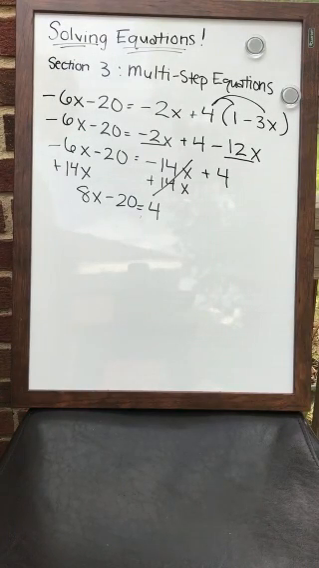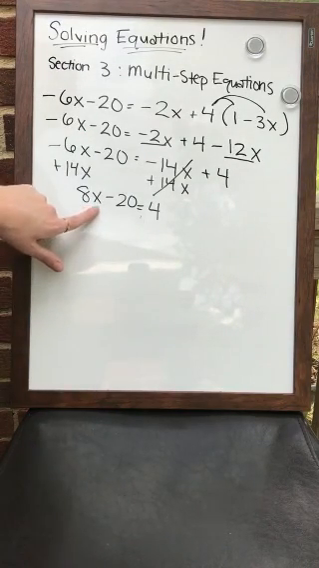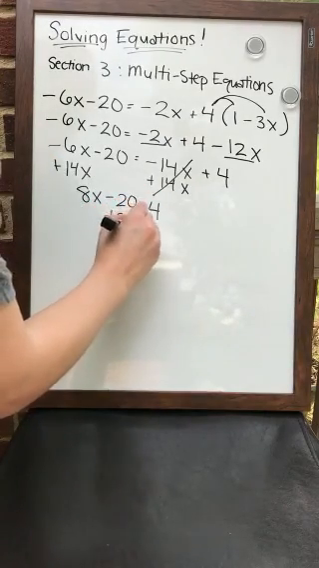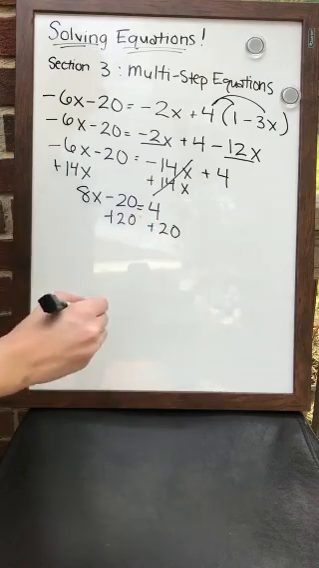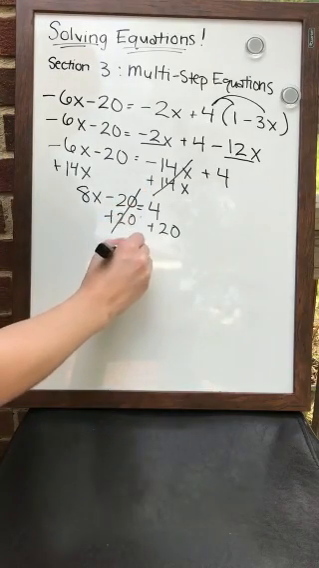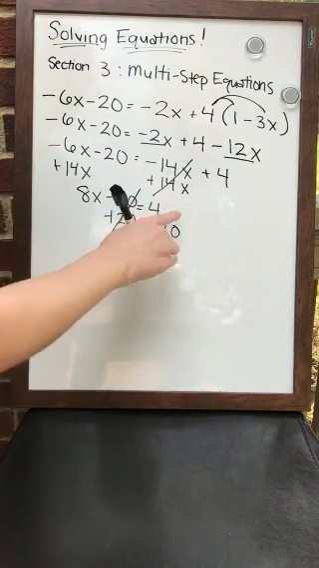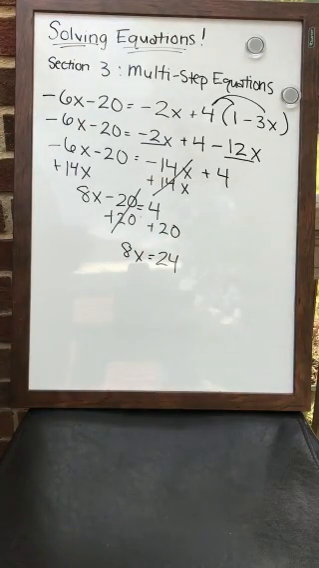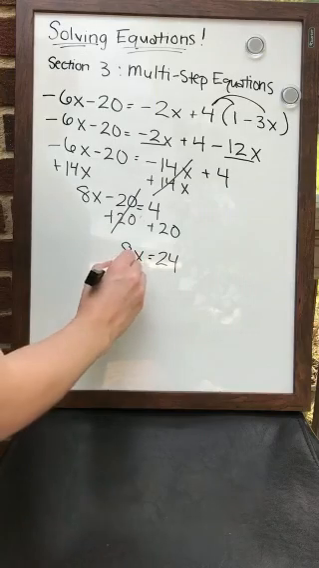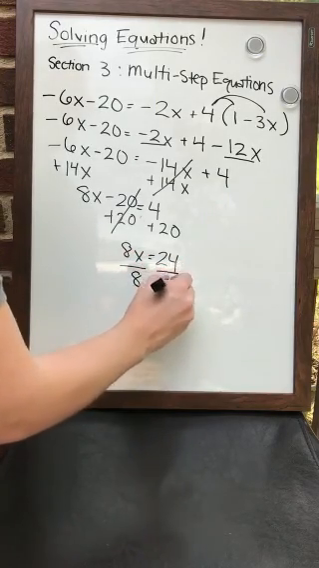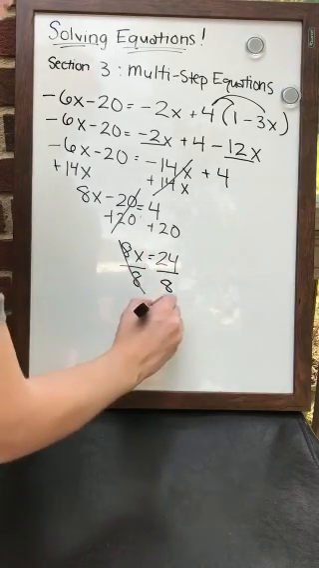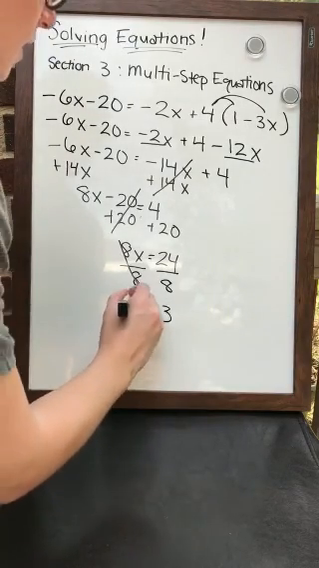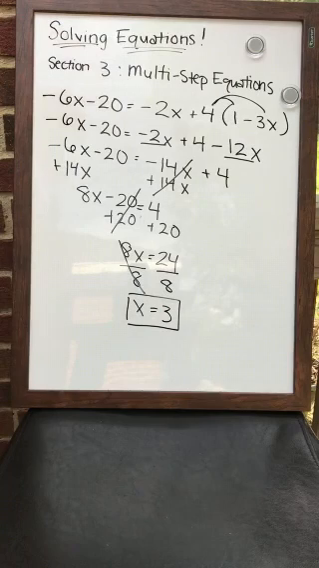So from this step, what I want to do is get this x by itself. So I'm going to take the negative 20 and I'm going to add 20 to both sides. So these cancel and I'm left with 8x equals 4 plus 20 is 24. And then since I have 8 times x, to get x by itself, I'm going to divide both sides by 8. And I'm left with x equals 24 divided by 8 gives me a 3. And that's my answer.